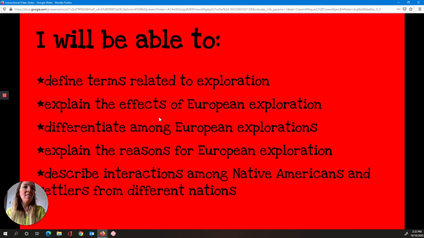So in this lesson, what are our objectives? So I will be able to define terms related to exploration, so you're going to learn some words that maybe you've heard before, maybe you haven't. One of those examples could be like colonization. In this lesson, you'll see that word and kind of figure out what it means.